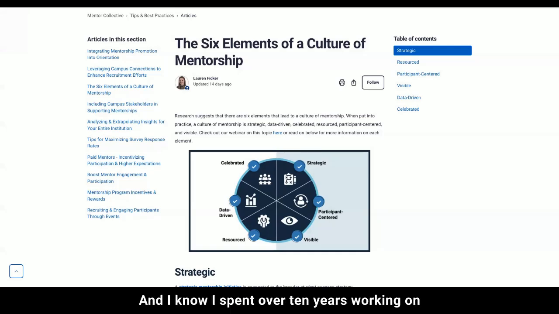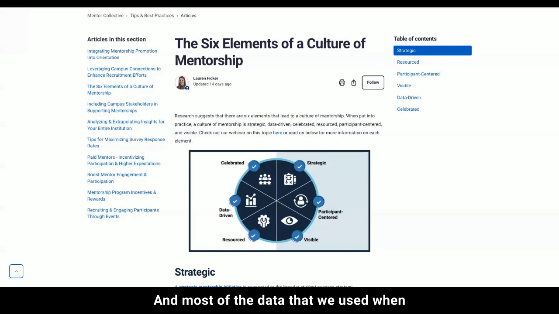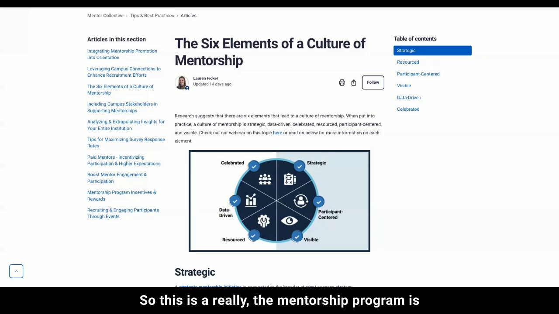And I spent over 10 years working on campus, both as a faculty member and in institutional research. Most of the data that we used when we talked about student success came from faculty, came from application forms, came from sources that weren't the students themselves or weren't the peers of the students. The mentorship program is a unique way to get that peer data specifically into your system or into your student success network.